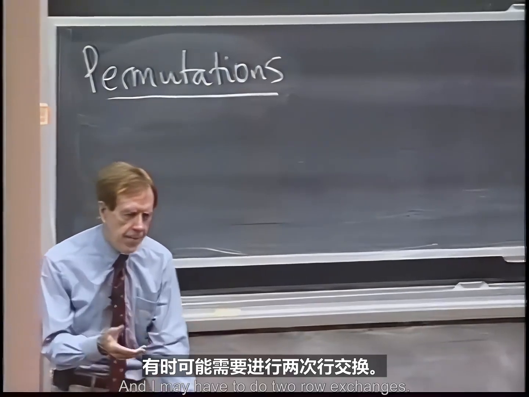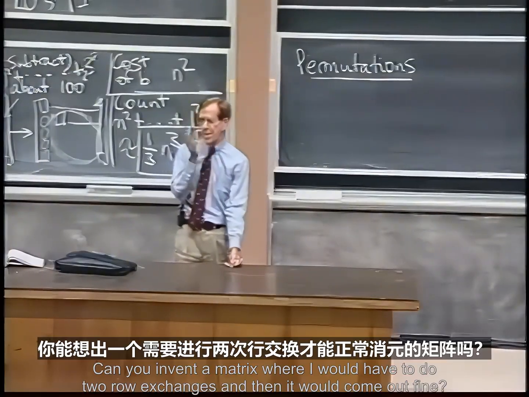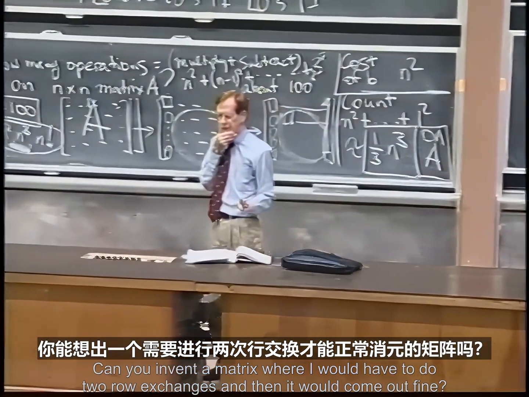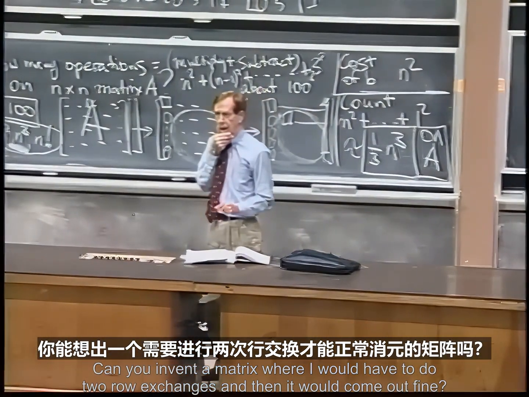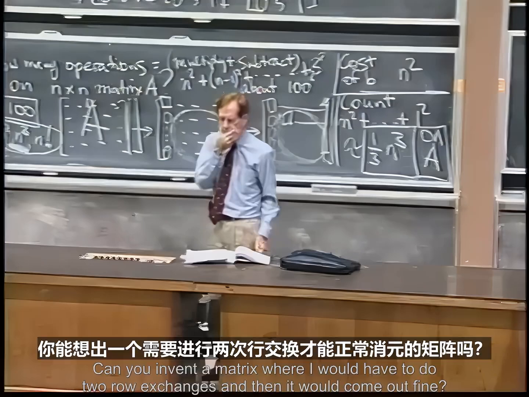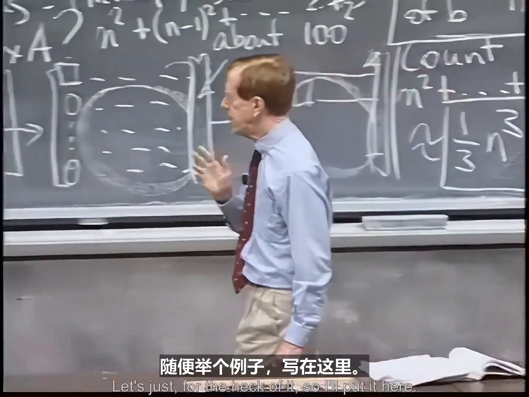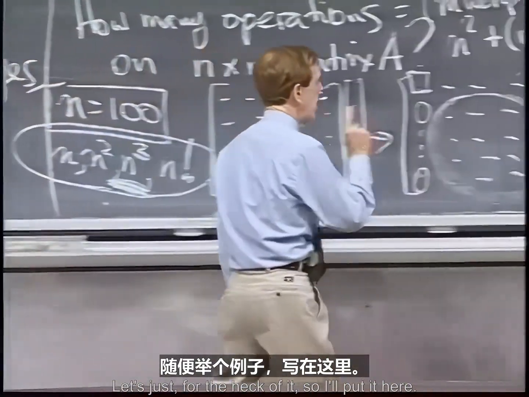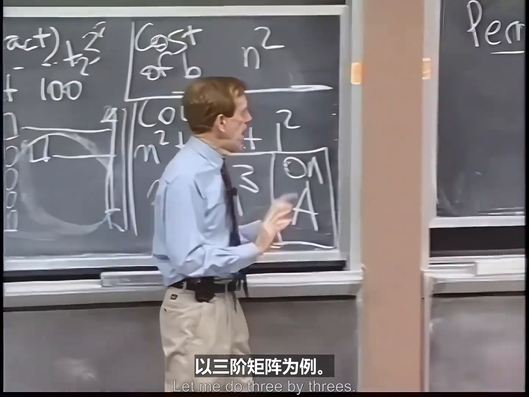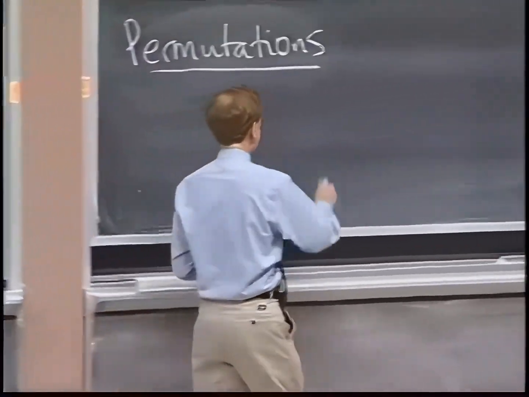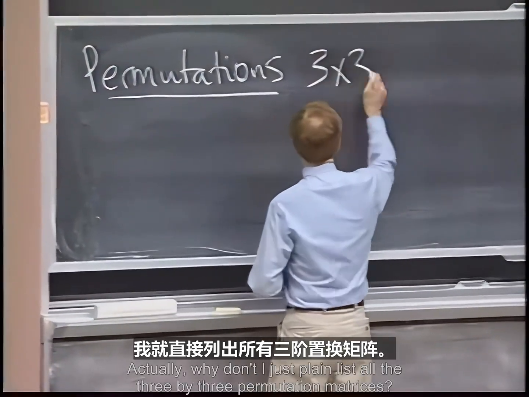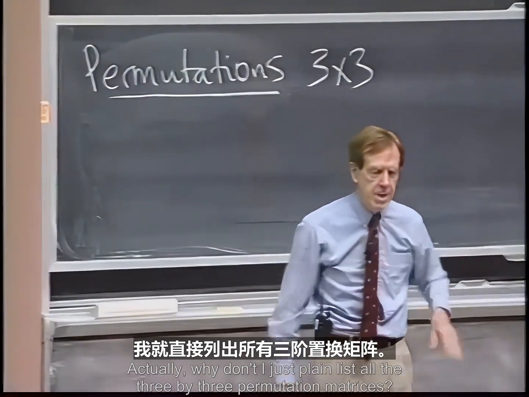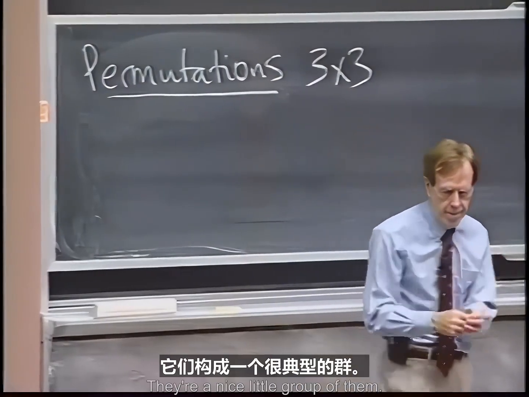And I may have to do 2 row exchanges. Can you invent a matrix where I would have to do 2 row exchanges and then it would come out fine? Yeah, let's just, for the heck of it, so I'll put it here. Let me do 3 by 3s. Actually, why don't I just plain list all the 3 by 3 permutation matrices? There are a nice little group of them.